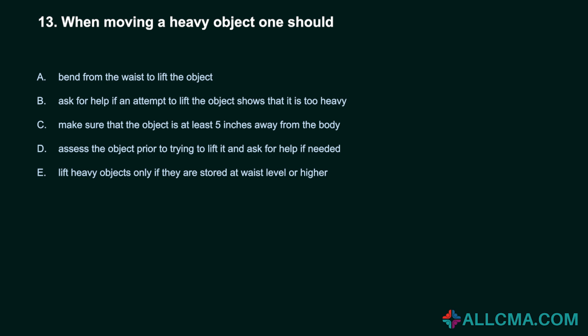13. When moving a heavy object, one should A. Bend from the waist to lift the object. B. Ask for help if an attempt to lift the object shows that it is too heavy. C. Make sure that the object is at least 5 inches away from the body. D. Assess the object prior to trying to lift it and ask for help if needed. E. Lift heavy objects only if they are stored at waist level or higher. Correct answer, D. Assess the object prior to trying to lift it and ask for help if needed.